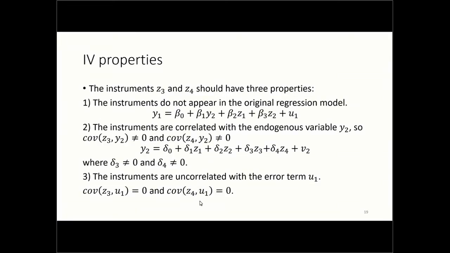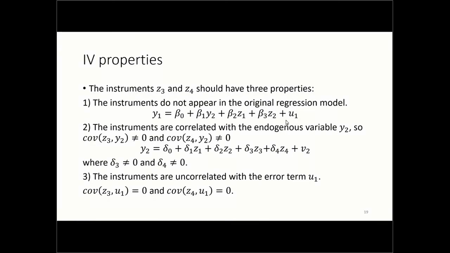Okay, so what are the properties of a good instrument? These two instruments, Z3 and Z4, should have, again, three properties. The first property is that the instruments do not appear in the original regression model. As you're seeing, this is the original regression model, and Z3 and Z4 are not direct determinants of Y2. Why? Because if they're direct determinants, they should be in this equation here, and therefore they cannot serve as instruments. They shouldn't be in this original model.